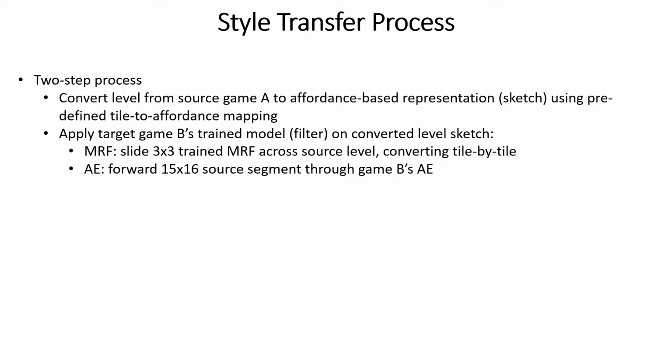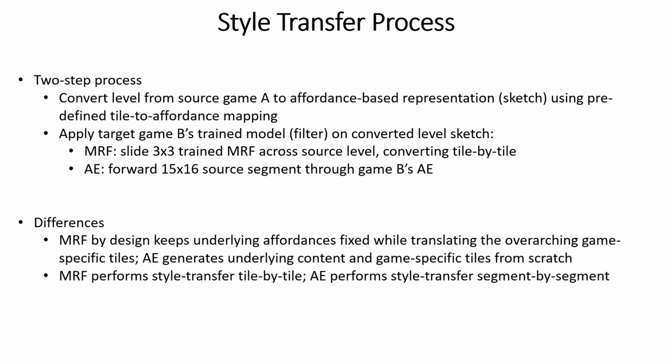In the case of the autoencoder, we forward 15 by 16 segments of the level through the target game's autoencoder. Just to touch upon a couple of differences between the two models, the first is that the MRF, by the way it works, keeps the underlying affordances fixed while translating the higher level game-specific tiles, whereas the autoencoder has to generate the underlying affordances from scratch. The second difference is the granularity at which style transfer is performed. The MRF performs style transfer tile by tile, whereas the autoencoder does this segment by segment.